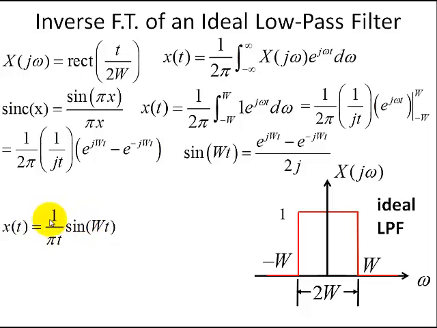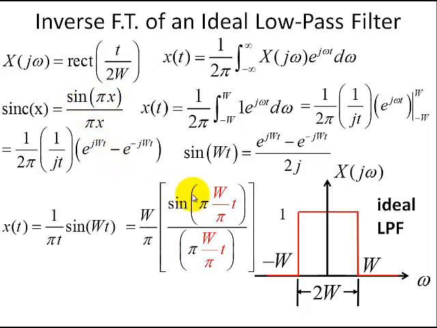Now we want to manipulate this function algebraically so we can get the form of sine πx divided by πx. So what we're going to do is change the argument of the sine, where we add a W over π and multiply by π, so we don't change the argument inside the sine function. And then we want to have the same argument of the sine as in the denominator here, π multiplied by W divided by π times t. So we don't change the overall function, we have to multiply by W over π and W over π, so we can get the same function as shown here.